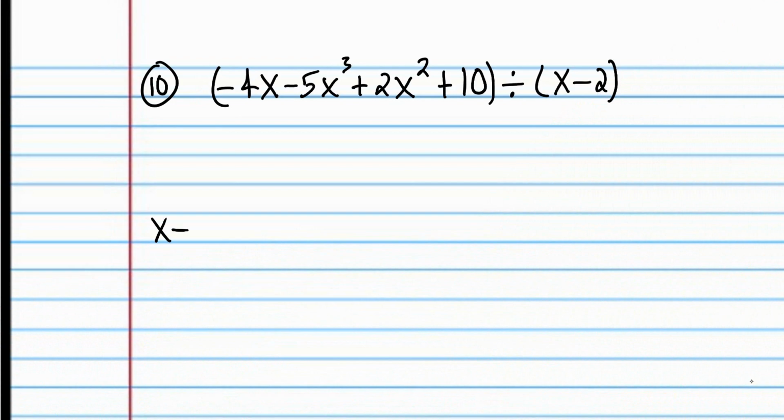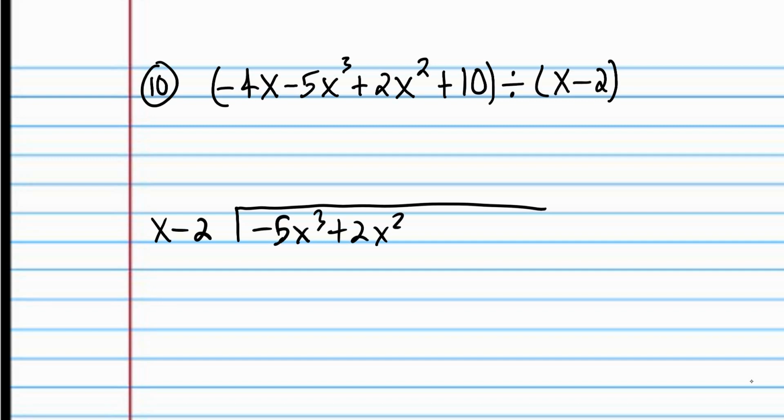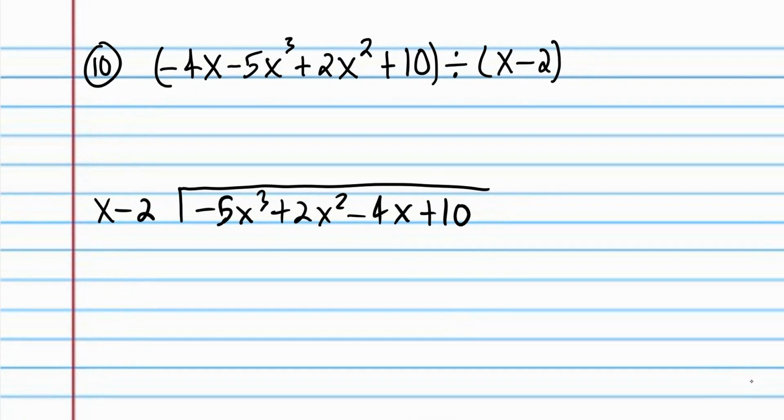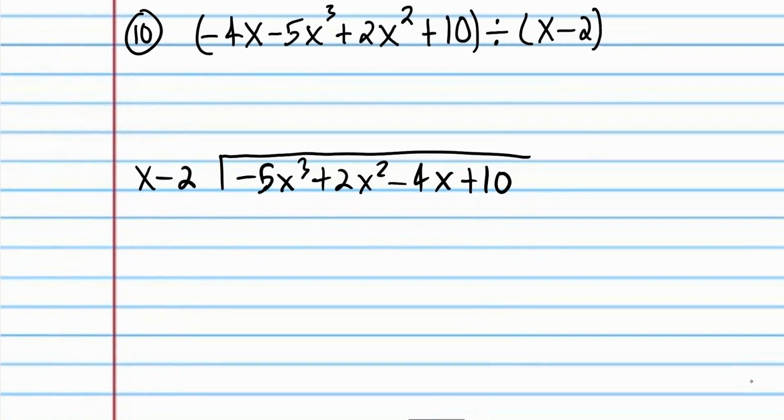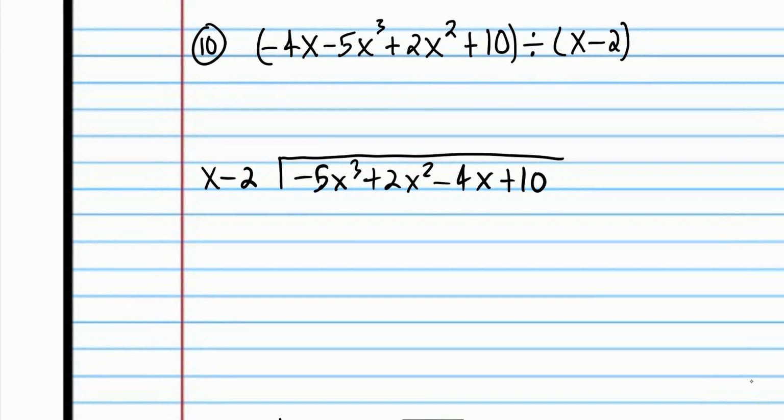Okay, we're back. We're going to write the divisor at the far left as usual, and the dividend. Now, negative 5x cubed is the highest power, so I'm going to write that first. If I don't write that first, the problem's not going to work. Then 2x squared, then negative 4x, then positive 10. And we need to go back and double check everything, make sure we wrote everything properly. Everything looks right.